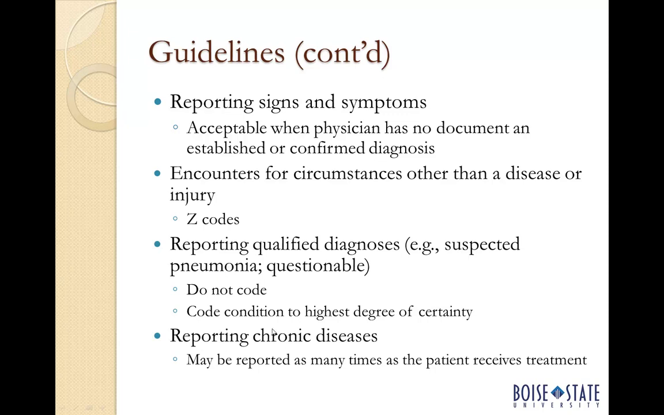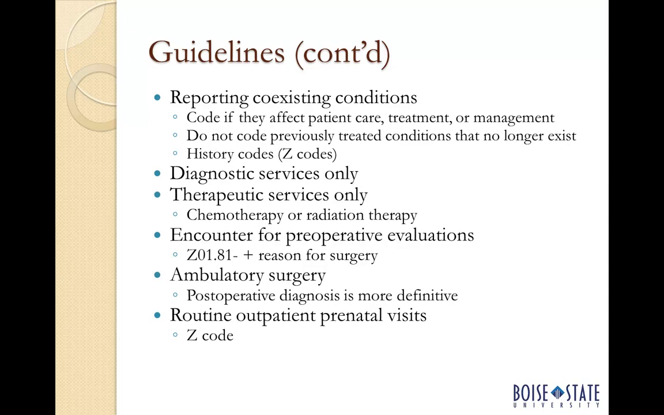In terms of reporting chronic diseases, it's the same kind of guidelines. So even if a patient's in for acute appendicitis, diabetes can still be a factor, especially in terms of treatment and healing time. So we still want to code those in addition to the acute appendicitis. Same thing with coexisting conditions. If they're coming in for therapeutic services, we'll talk about chemotherapy when we look at Chapter 2. That's actually going to be your principal diagnosis if they're coming in just for chemo.